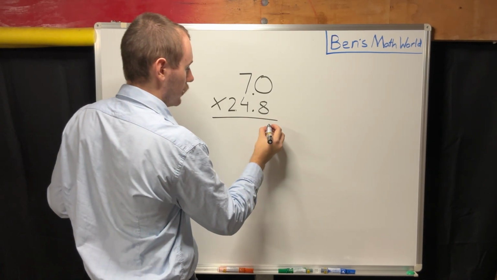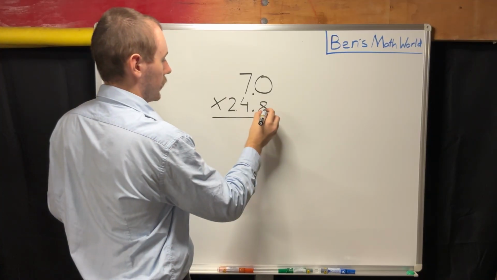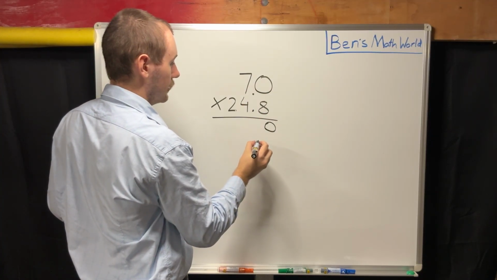Let's start with 8 times 0. That's just going to get us 0. Now we're going to do 8 times 70.